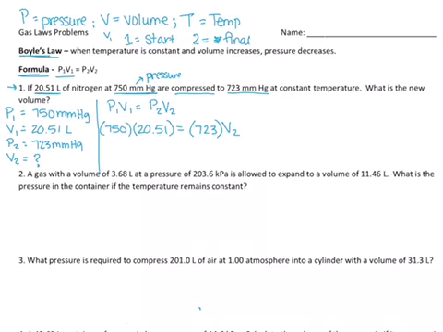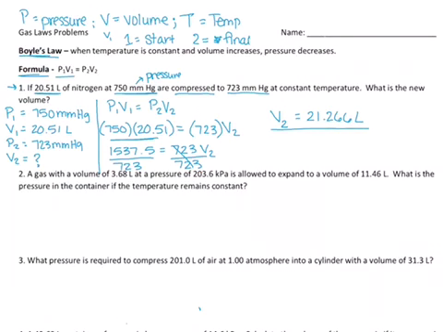So now it's just a little bit of algebra. Multiply out this left side, and go ahead, use your calculators, and you'll get that to be 1,537.5, and that's going to equal 723 V2. We need to get that V2 by itself, so we'll have to divide each side by 723. And when we do that, we'll get our second volume to equal 21.266 liters.